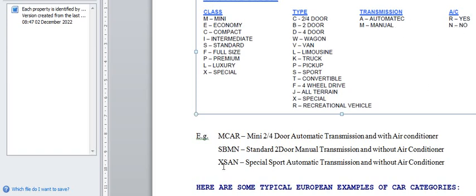What is the meaning of XSAN? Special sports car, A means automatic transmission, and N means there is no air conditioner. So in this way we can try to interpret the car vehicle type.